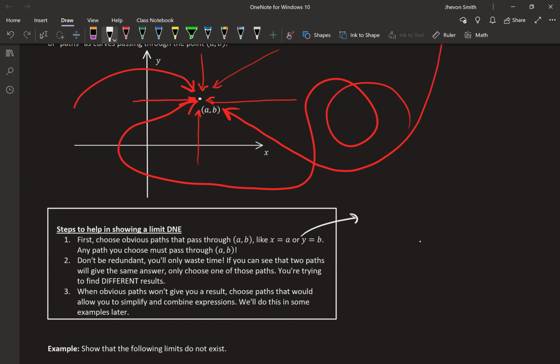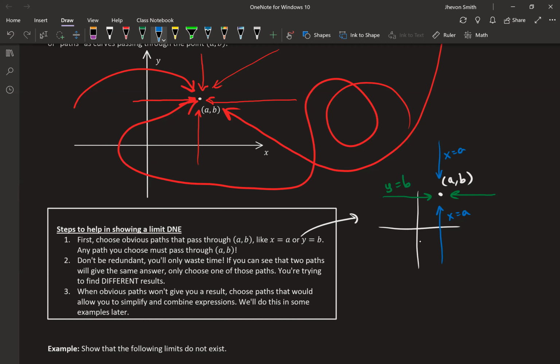So you're in this situation where your A, B is here. You're either approaching along Y equals B, which means you're approaching horizontally, or you're approaching along X equals A, which means you're approaching vertically. Of course, you can think of two possible directions when doing that. These are what I call the obvious paths, because it's a brain-dead idea where you just do one or the other. Just let X get close to A, and see how it reacts as a function of Y. That's essentially what it's going to be.